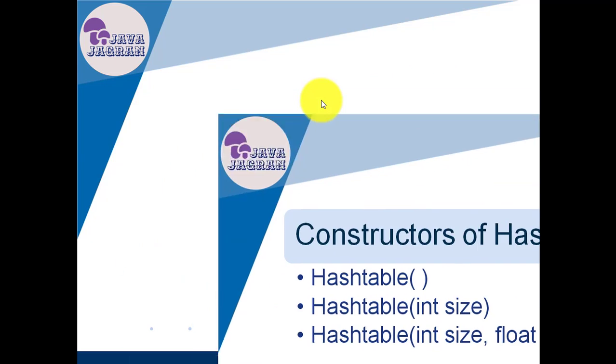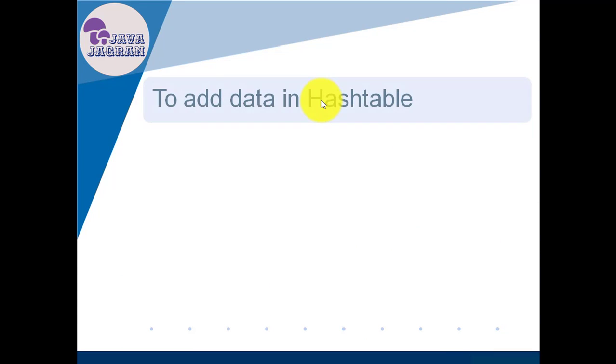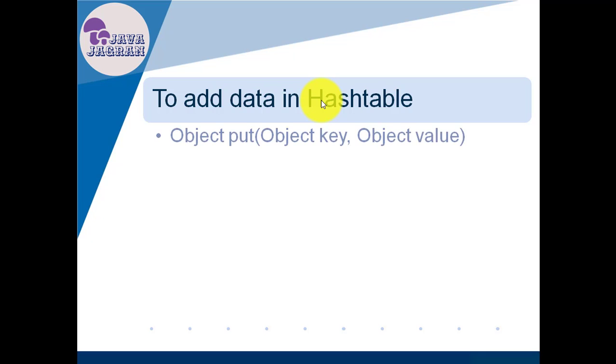Now let's start with the methods. The first thing is adding data to the hash table. The method available for adding data into the hash table is put. There is only one way we can add data into the hash table, and that is the put method. It has two arguments: one is the key and the other is the value.